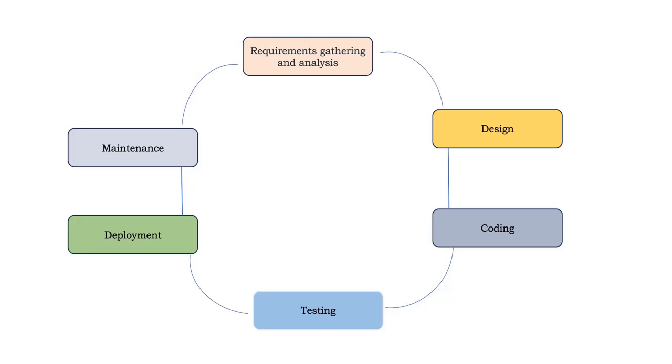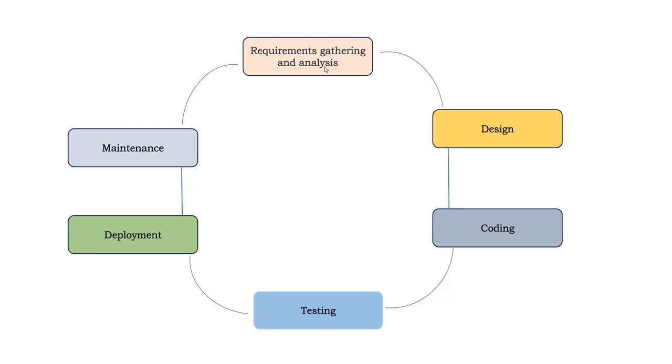The different phases present in this SDLC model are requirement gathering and analysis, design, coding, testing, deployment, and maintenance. So these are the different stages of a software development model. This is not specific to software testing; it is the whole software process.